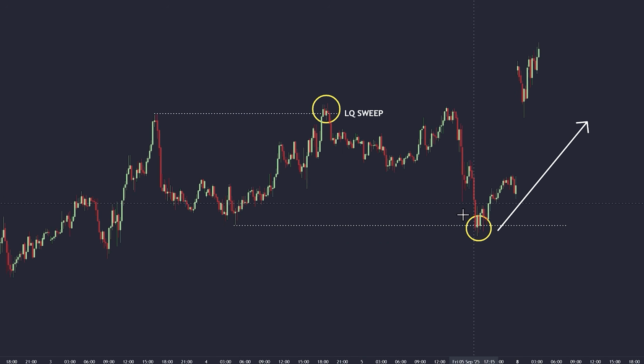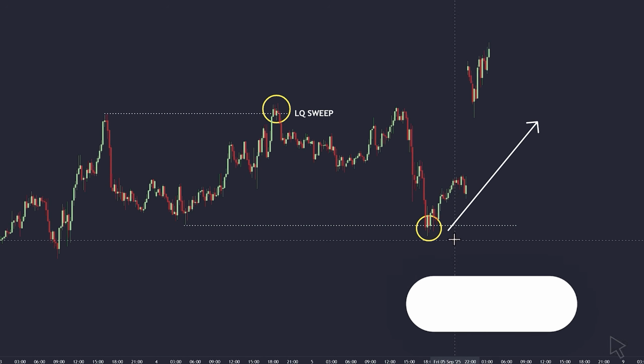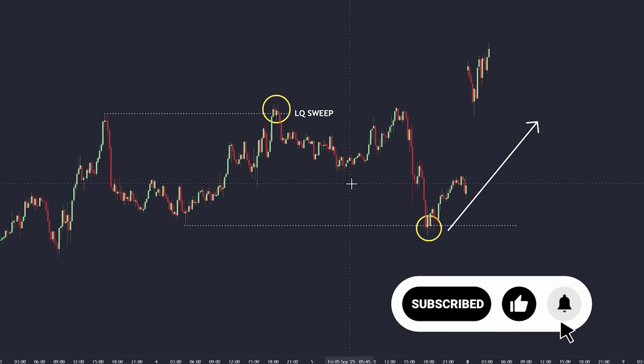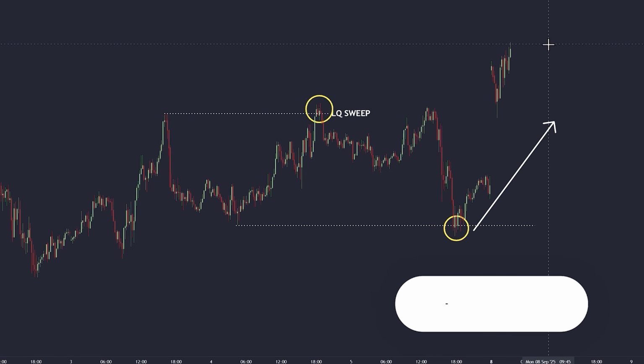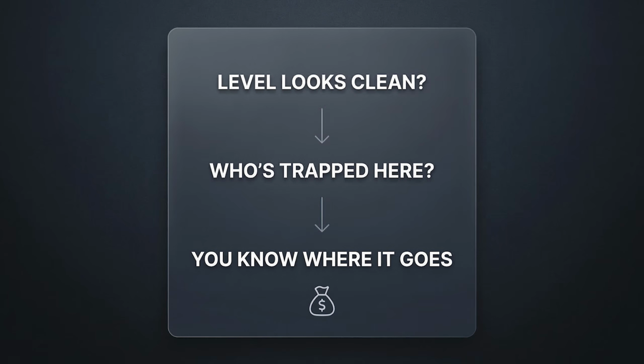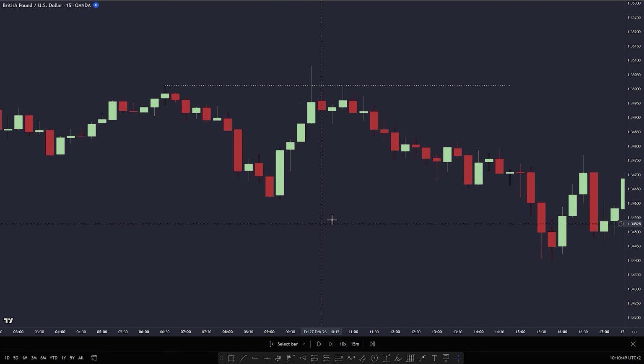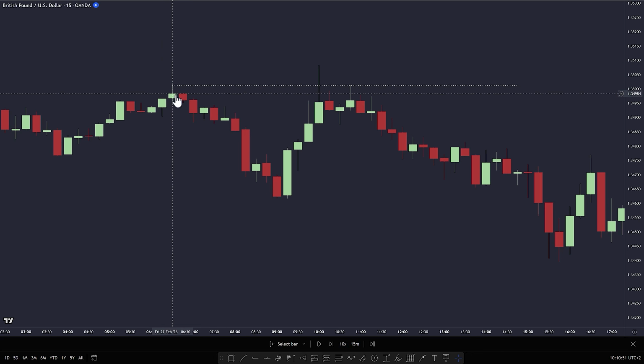From now on, every time you spot a level that looks too clean, too obvious, ask one question: who's trapped here? That answer tells you where price is going next. The most loaded pools on any chart are always the most visible ones, and that's exactly what makes them dangerous to trade the way everyone trades them.